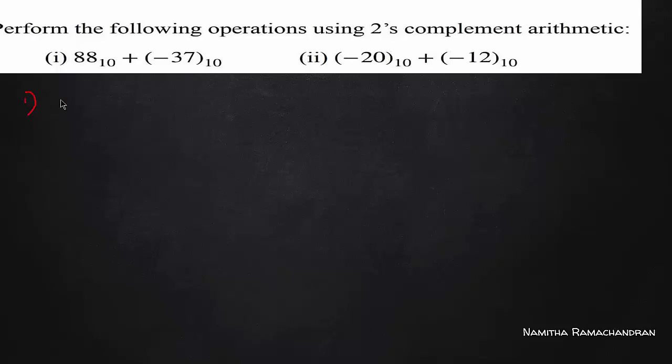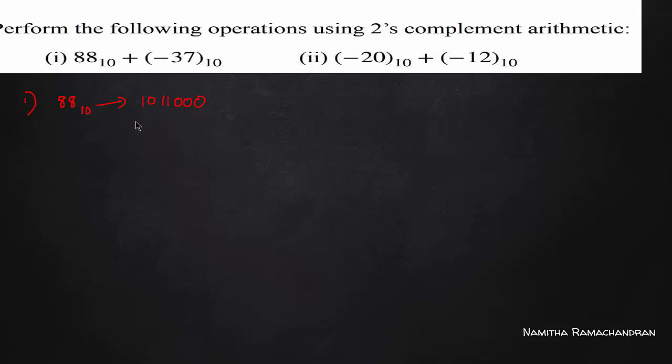Question number 1. 88 in decimal, right? How to get the binary for this 88? We can use a calculator or we can continuously divide this 88 by 2 to get the binary equivalent of this 88. Its binary is actually 10110000. This is binary for 88.